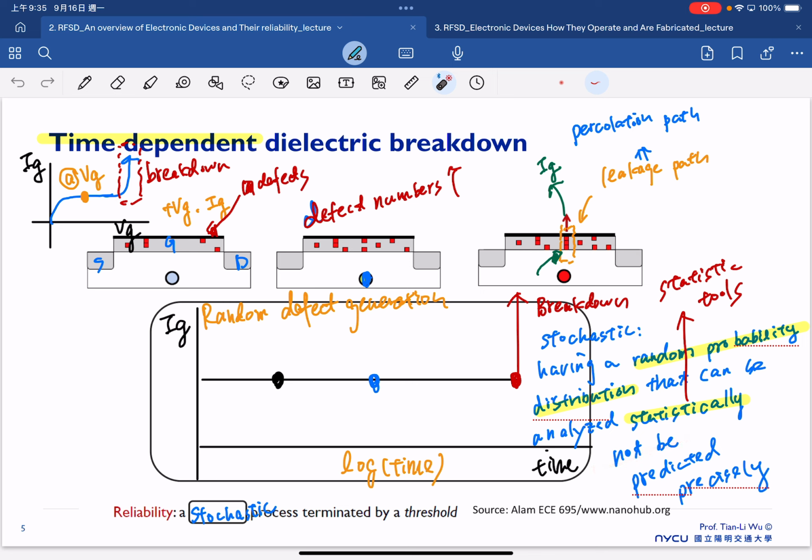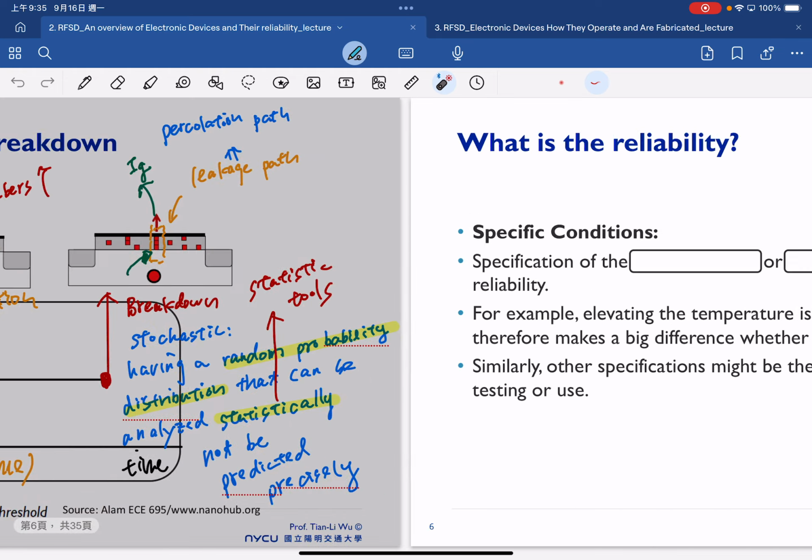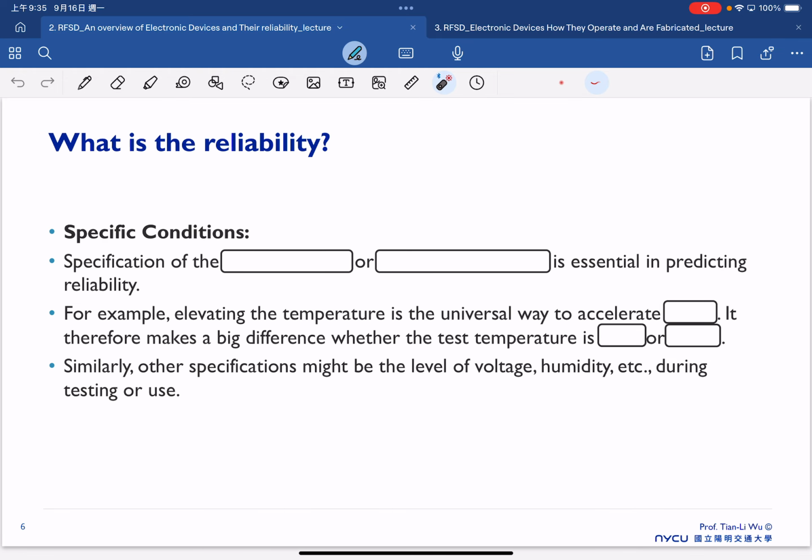So that's why for the future course, we will also talk about some basic statistical tools that allow us to do the reliability analysis. Okay, so we will continue to discuss what is reliability. Another important factor when we consider reliability is specific conditions. Specific conditions means that we need to clearly define the testing condition.